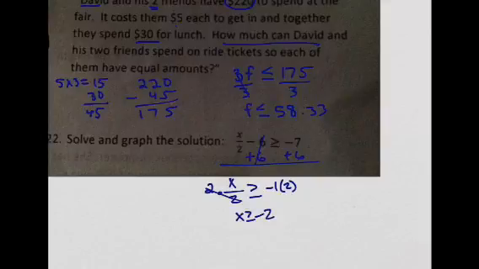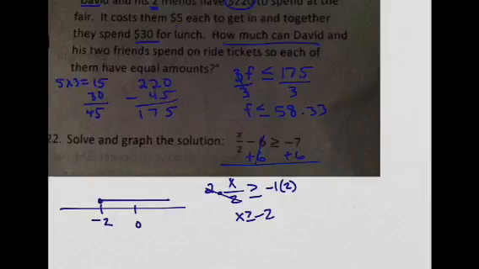So on a number line, here's negative 2, here's 0. Greater than or equal to, that equal to makes it a closed dot, and greater than is going to be to the right. And there's a solution on a graph.